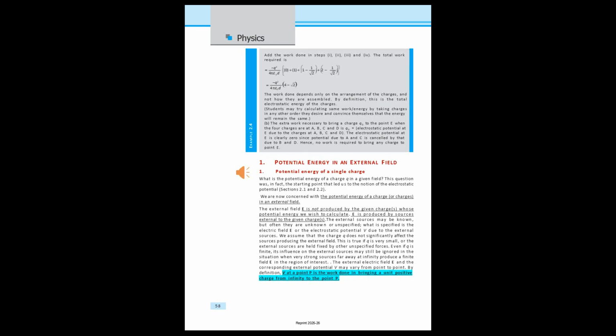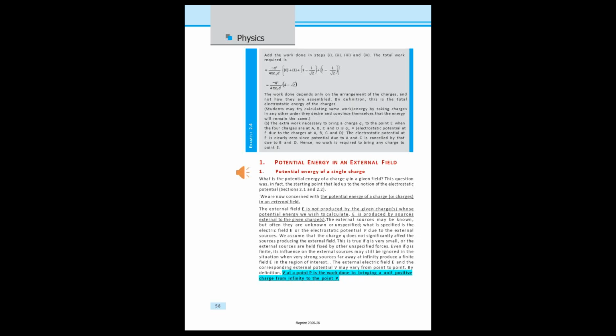The external field E is not produced by the given charges whose potential energy we wish to calculate. E is produced by sources external to the given charges. The external sources may be known, but often they are unknown or unspecified. What is specified is the electric field E or the electrostatic potential V due to the external sources. We assume that the charge Q does not significantly affect the sources producing the external field.